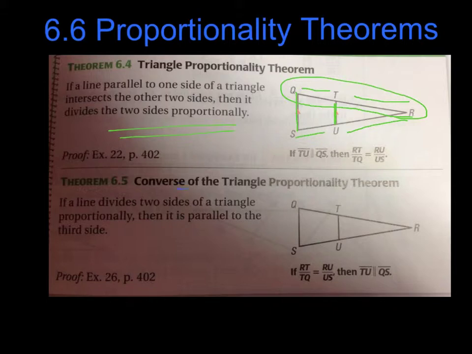Similarly, we have the converse of our triangle proportionality theorem, which says if we know the line divides our 2 sides proportionally, then it has to be parallel. So if I get the same proportion when I do RT over TQ as I do when I do RU over US, then I am proving or showing that TU has to be parallel to QS.